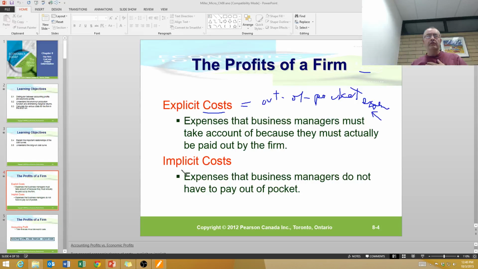And then we also have implicit costs, and implicit costs are measured by economists rather than accountants. And our classic example of an implicit cost is an opportunity cost. And an opportunity cost is a non out of pocket expense. So the business does not write a check for payment for an opportunity cost.